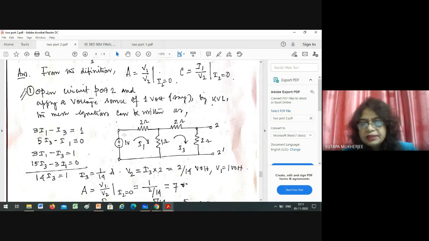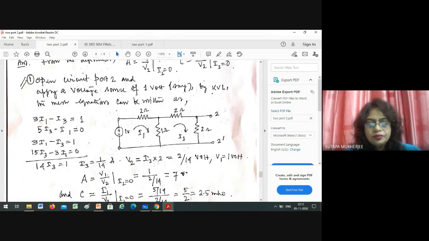So here it is i1 and i3, and 3i1 minus i3 equals 1. Obviously, you know that. And 5i3, did you understand? How can you get it? Because it is open and you have put a source here. So 3i1 minus i3 equals 1 and 5i3 minus i1 equals 0. Solve these two equations, and you'll get i3 equal to 1 by 14.